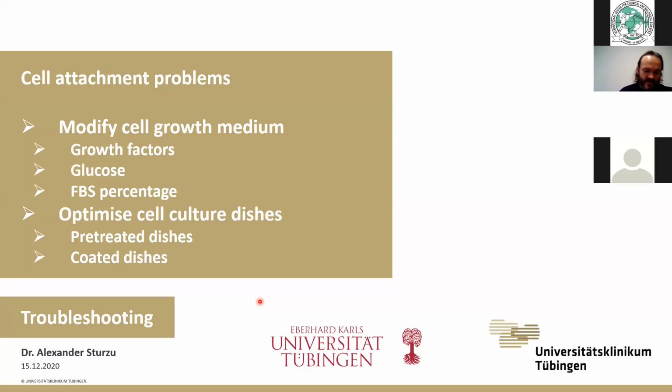This coating you can also do yourself. You can, for example, take some collagen and cook a collagen soup. And while this is still hot, just add a few milliliters of your collagen soup to your dish, and leave it in the dish for 2 hours. Then discard the supernatant, and sterilize your now coated dishes with the UV lamp, and then you have self-made coated dishes.